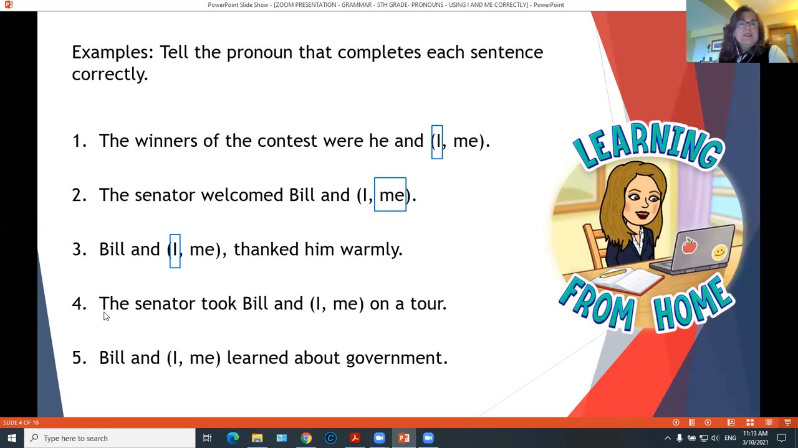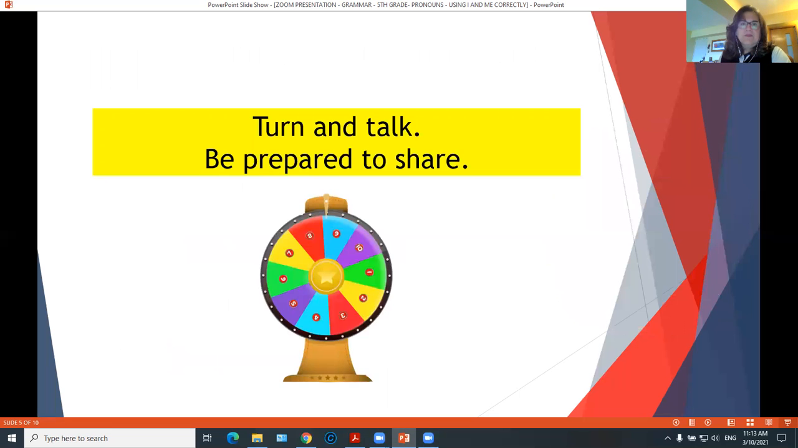Number 4, "The senator took Bill and _ on a tour." In this case, this is an object of the verb take, that in this case is in past, so it's took. So we use me, okay? Because it's the object. Number 5, "Bill and _ learned about government." In this case, Bill and either I or me is the subject, so we use I. Bill and I learned about government, because Bill and I will be the compound subject of the sentence.